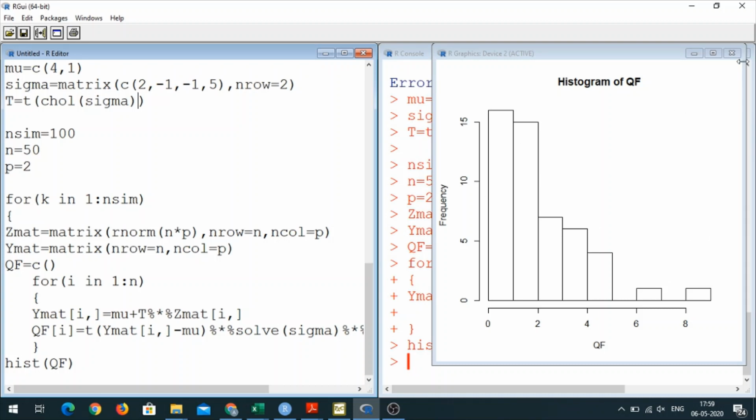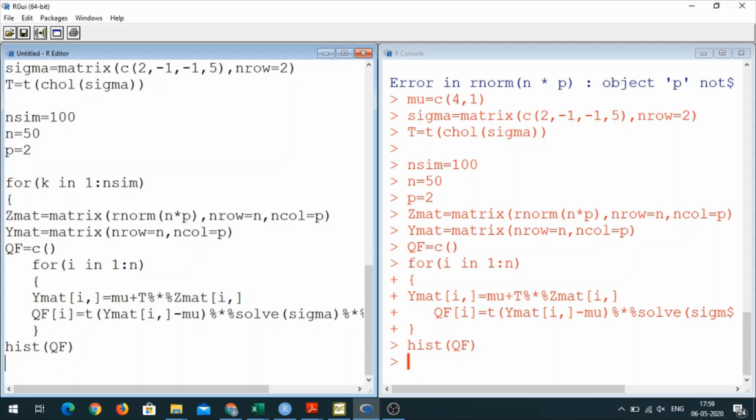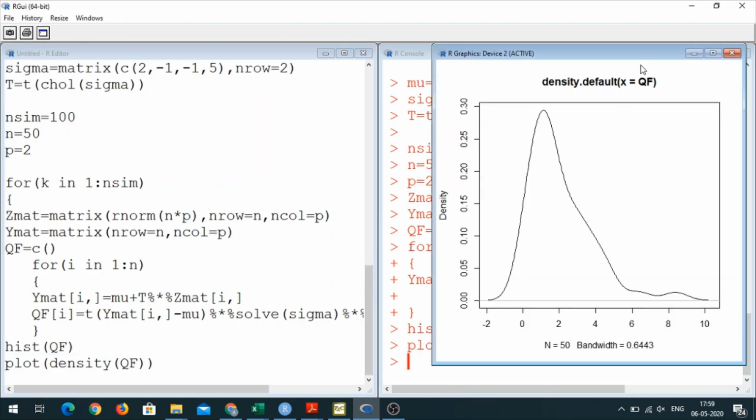In fact, we can draw a density plot instead of a histogram. So plot the density of QF. By the way, this is not the chi-square density. This is a density estimated from the sample without assuming any distribution. This is known as non-parametric density estimation, and one of the methods for that is of course the histogram. Another method is kernel density estimation. This is what R is using here, kernel density estimation. See, does this look like a chi-square graph?